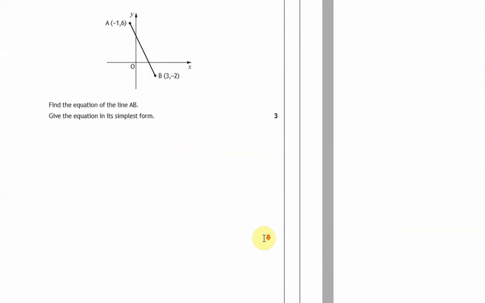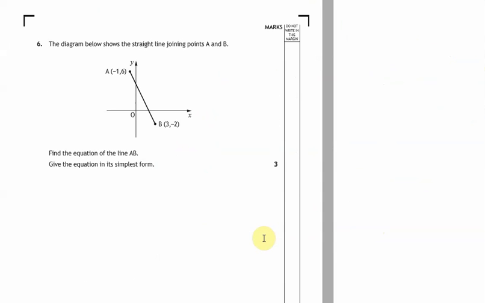Okay. Question 6, again, favorite of the SQA. So the diagram below shows a straight line joining points A and B. Straight line, that's the key word. Okay. Find the equation of the line and give it in the simplest form. Okay, so equation of a straight line. For me, the equation of a straight line is y is equal to mx plus c. Okay, so m is the gradient.